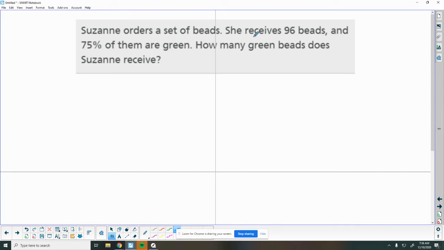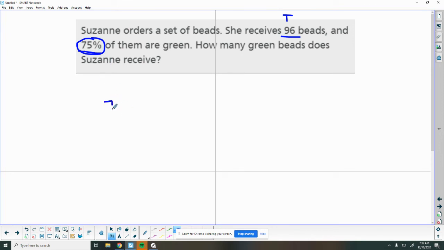Suzanne orders a set of beads. She received 96 beads. So this is her total of beads. And 75% of the beads were green. How many green beads did she receive? So pause the video and I want you to see if you can set up the whole problem. Think of what 75% is as a fraction. Think about where the total 96 beads will go.